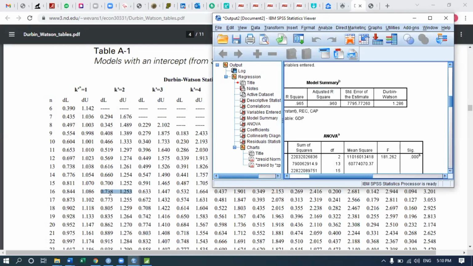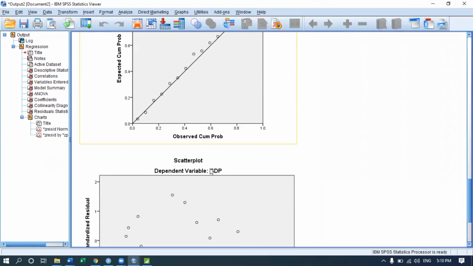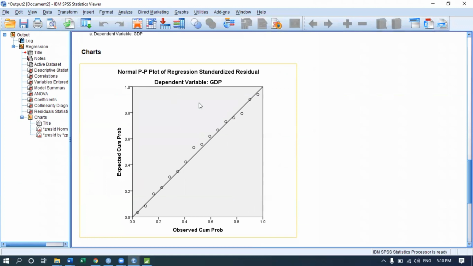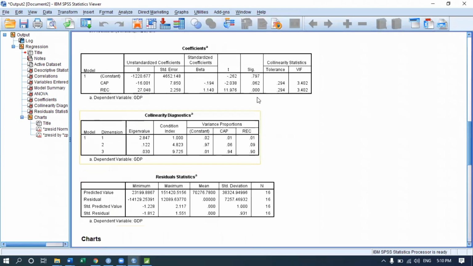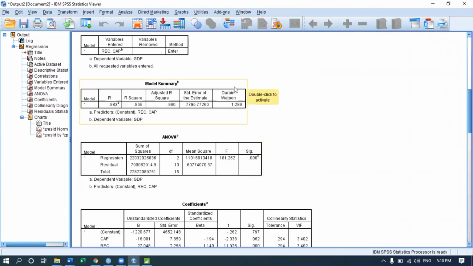But when it is less than this, there is autocorrelation, which is a problem. When it is greater than this, there is no autocorrelation, which is what we want. So I've taught you now how to interpret homoscedasticity, normality, multicollinearity, and autocorrelation.